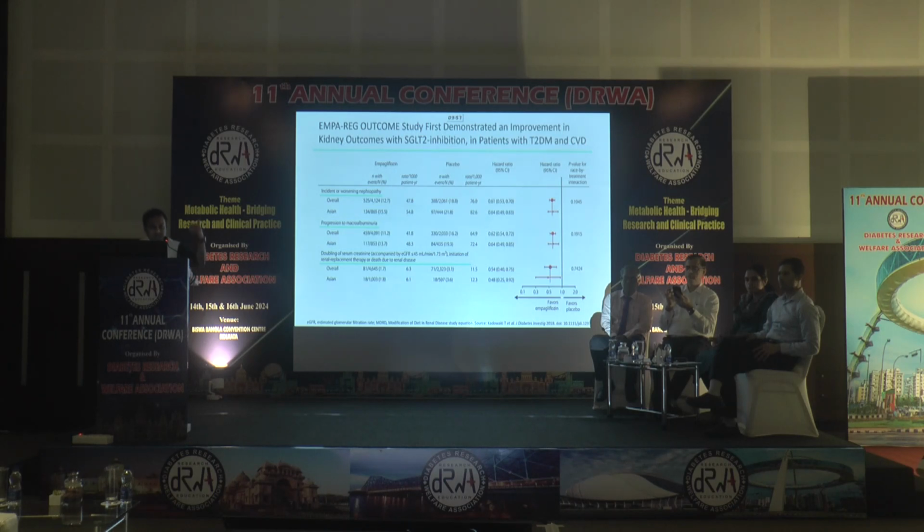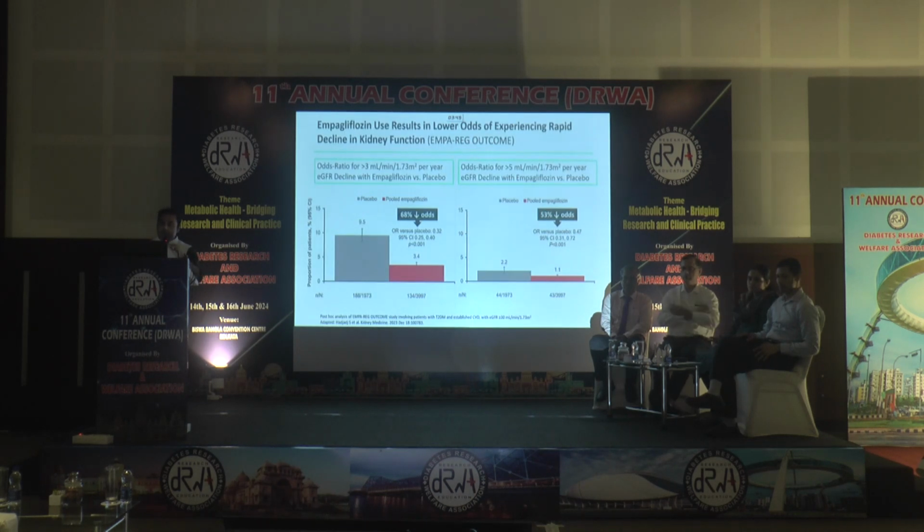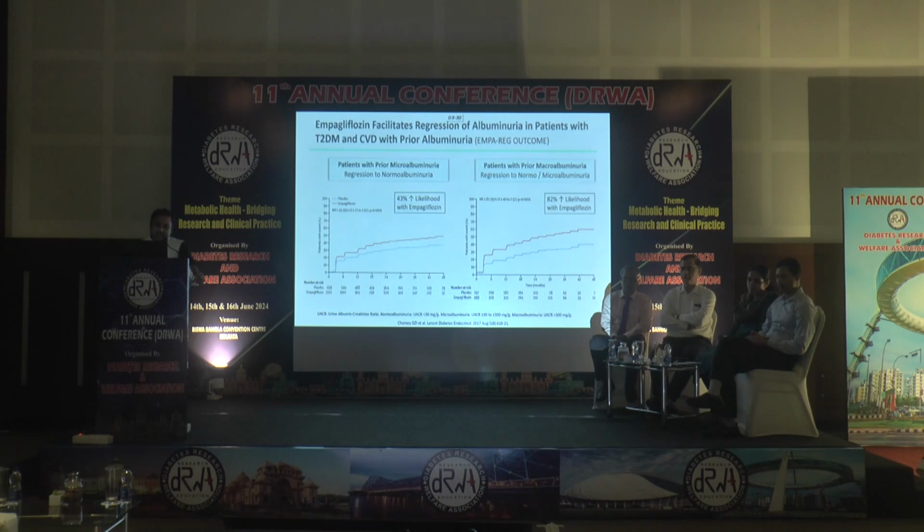Again, in all the spectrum of nephropathy, that is the incidence of worsening of nephropathy, from progression to macroalbuminuria and from doubling of the creatinine rate. So another inference drawn out of the EMPA-REG outcome was it results in lower odds of experiencing rapid decline in kidney function if used at the right time. The empagliflozin facilitates regression of albuminuria in patients with type 2 diabetes and coexisting cardiovascular disease, in patients who have got prior albuminuria.